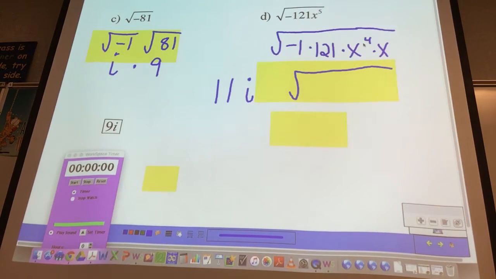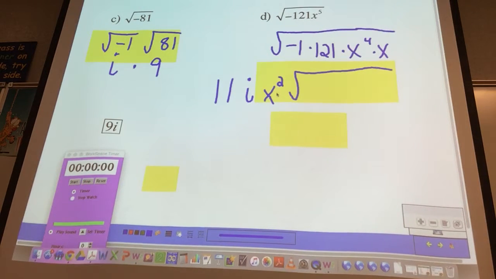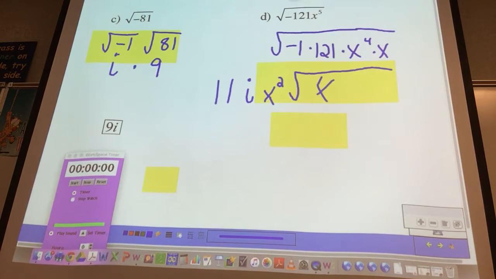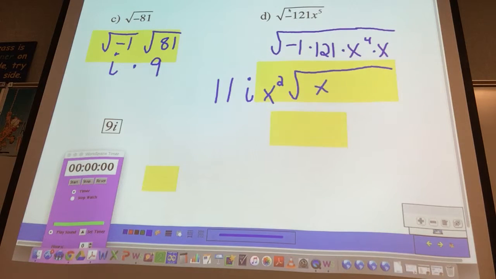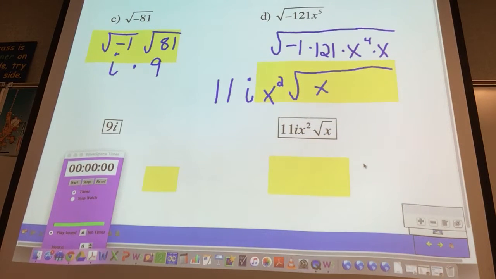X to the 4th. X squared where? In the outside. Outside, because you could divide. Whenever you can divide, you take it outside. 4 divided by 2 is 2. And what happens to this one? It was inside. Stuck inside. Let me fix that. I know the pen blinks. Alright, so that's what our answer would be. 11i x squared radical x.